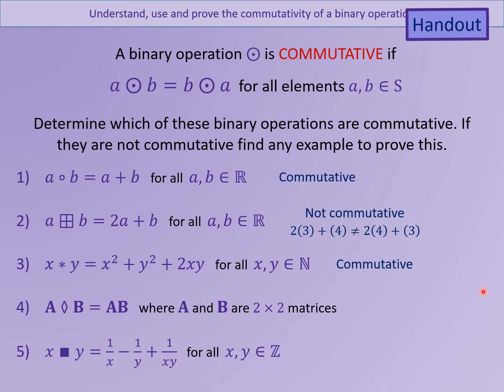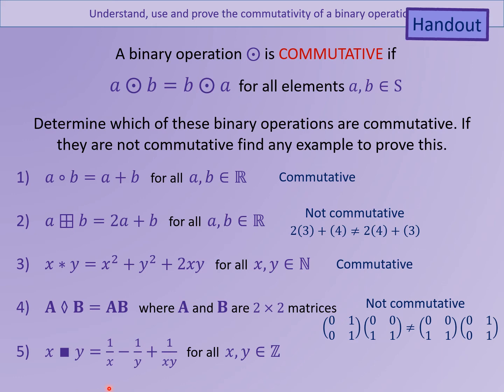The fourth one, matrix multiplication on two square matrices, A and B. We know that matrix multiplication is not commutative, and we can find a counterexample fairly easily just by choosing two matrices, multiplying them in reverse order and showing that the output is not the same.